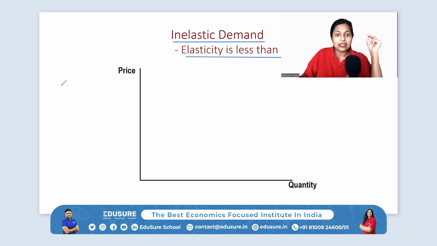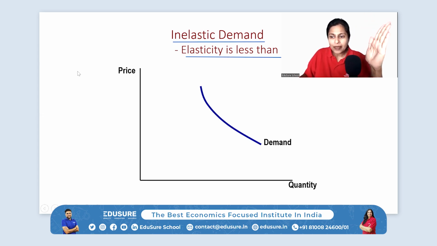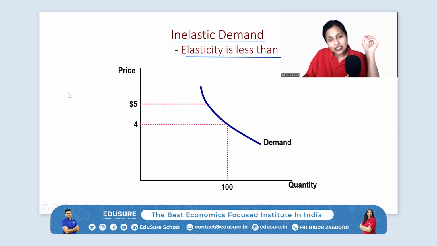How does an inelastic demand curve look like? It is not vertical, but it is not very flat also. It is slightly steep. So a steep demand curve is inelastic. Let's see how. Initially, the price is 4 and quantity is 100. Then price increases to 5. From 4 to 5 is an increase of 25%, correct? Because it's a change of 1. So the quantity fall will be less than 25%. The quantity fall is 10%.